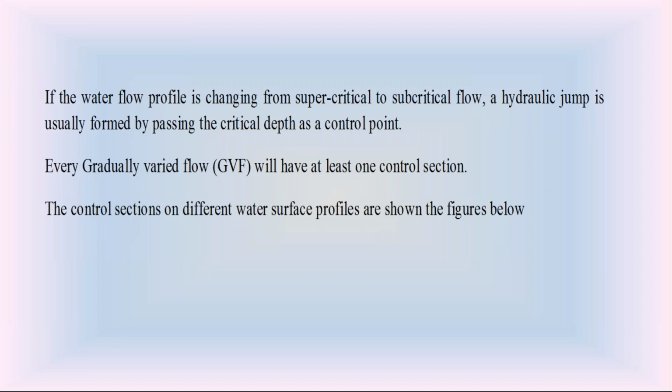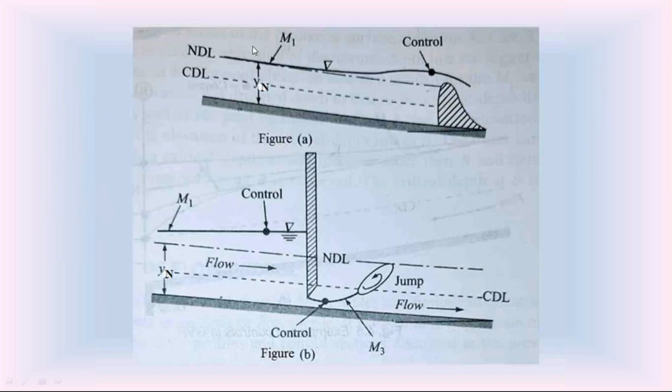Now, in gradually varied flow, definitely we have one control section. Without a control section, gradually varied flow does not exist in an open channel. Whenever the water flow in the open channel is gradually varied flow, definitely we have a minimum of one control section in that gradually varied flow. Now I am going to show you the different control sections in open channels. So check this first diagram, please.